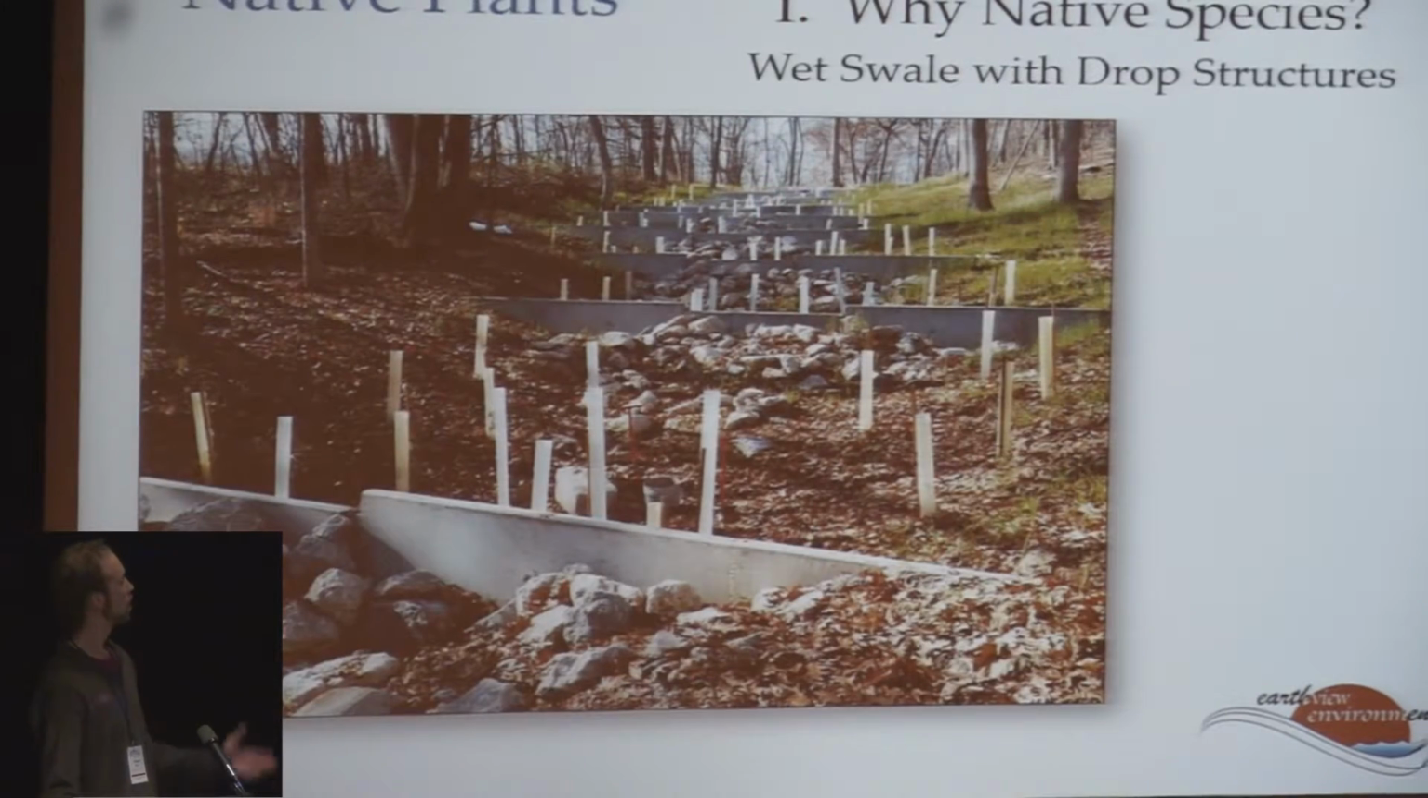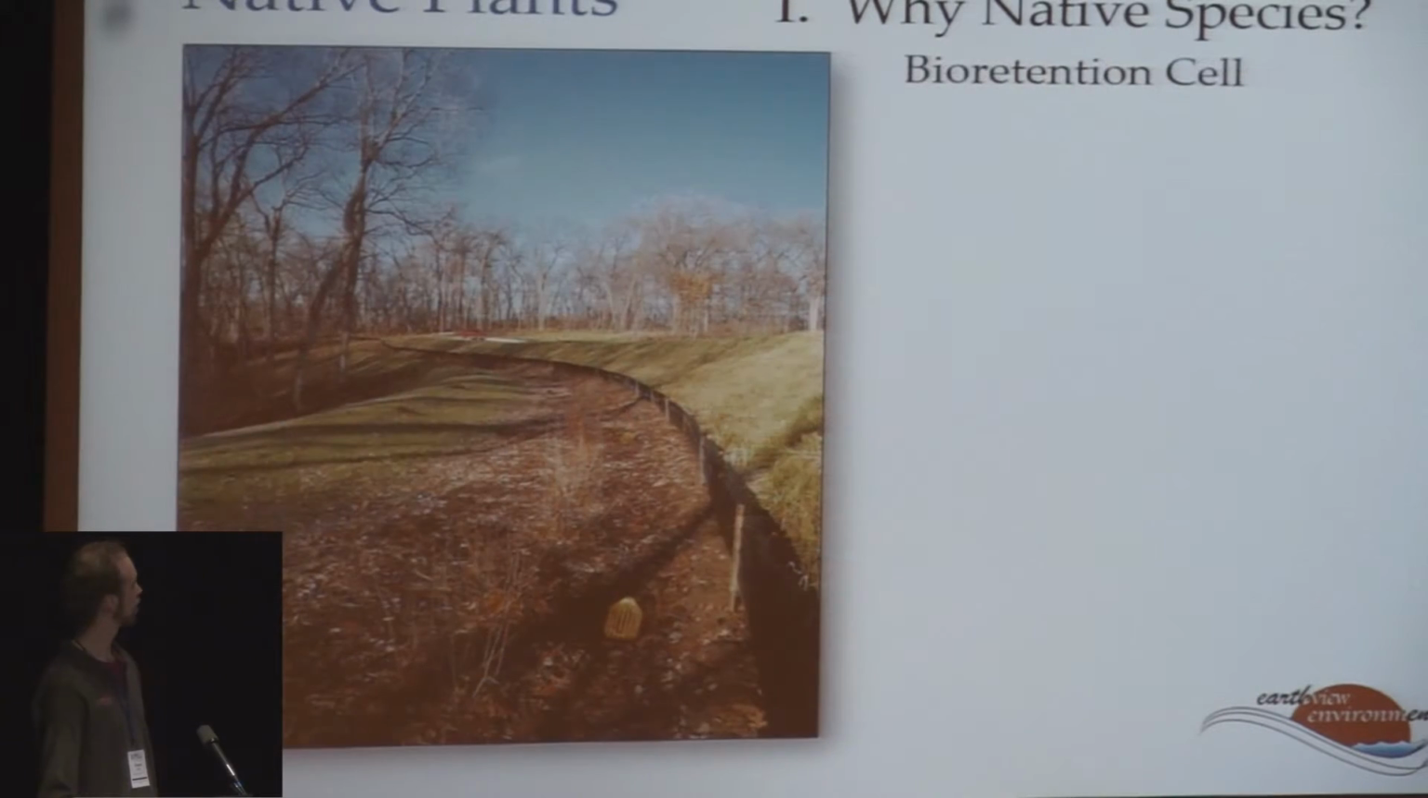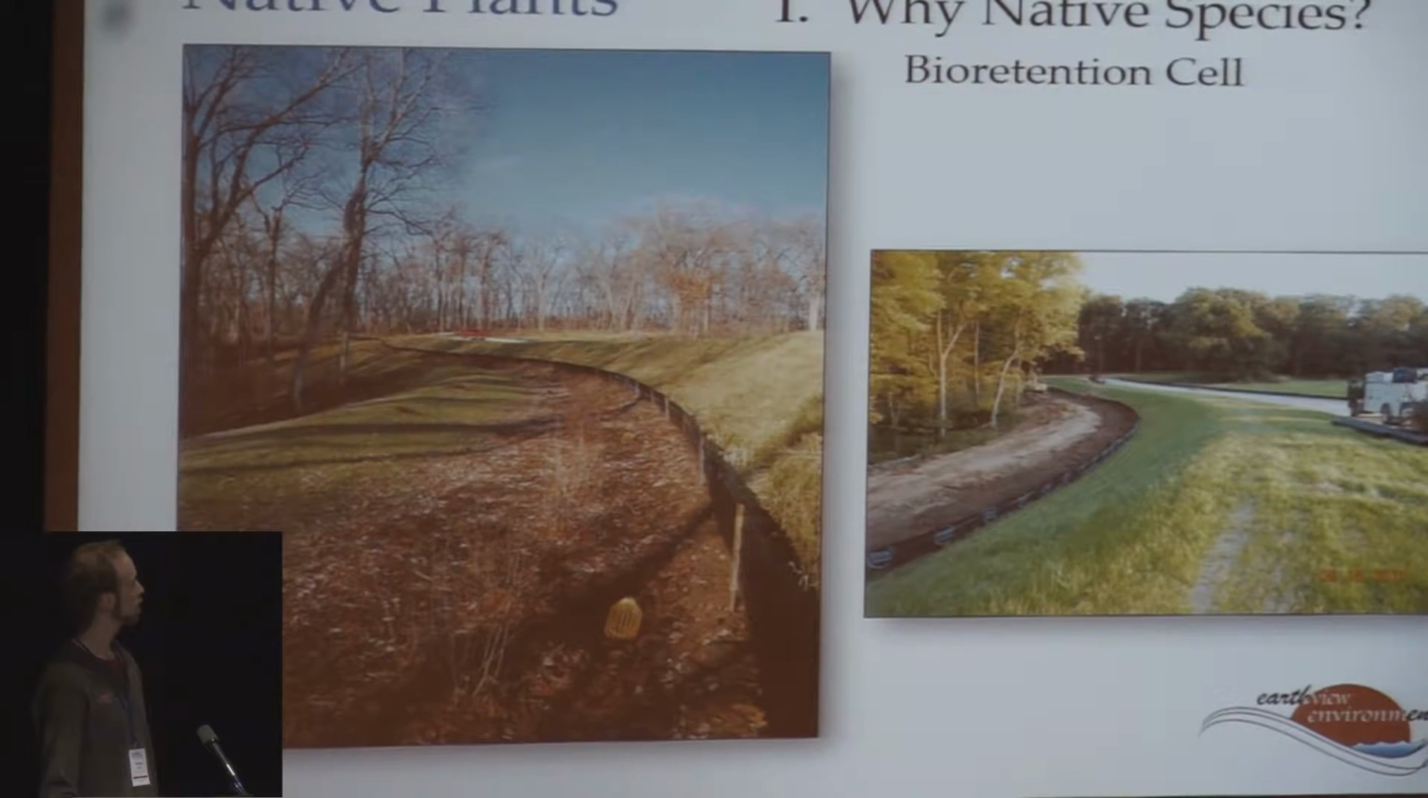All right, here's another, more physical extreme where we've successfully implemented native plants. This is a wet swale with drop structures, huge erosion potential and flow potential. There's no reason we can't establish natives here, and we have. Bioretention cells, getting water off of parking lots and lawn that probably has fertilizer and pesticides on it. Again, we can establish native plants here and have.